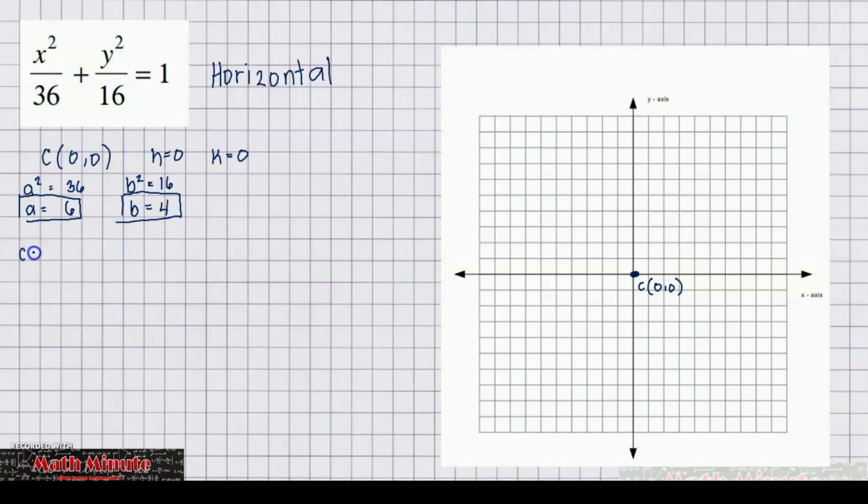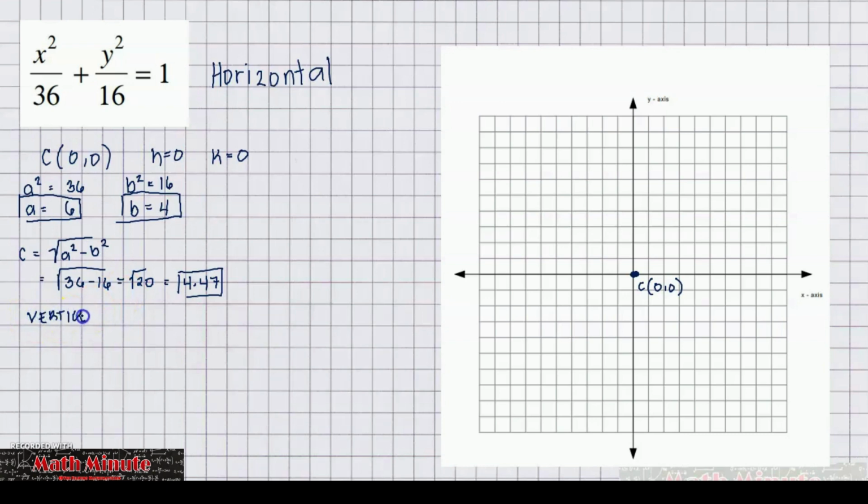Next, we'll be finding out the value of c. For the value of c, you will just use this formula, which is a squared minus b squared. We know that a squared is 36, and we will subtract 16 from it. So this will be equal to the square root of 20, and we need to get the decimal value of the square root of 20 for you to be able to locate it easier on the Cartesian plane. So this will be approximately 4.47. So we already have the value for a, b, and c.